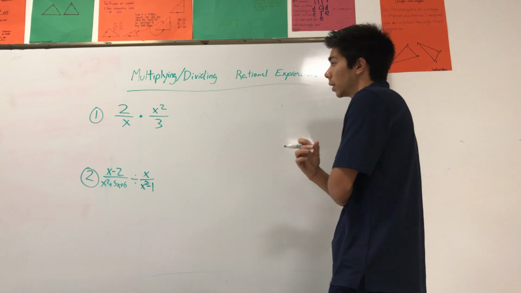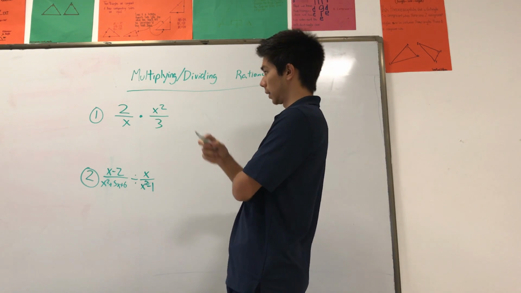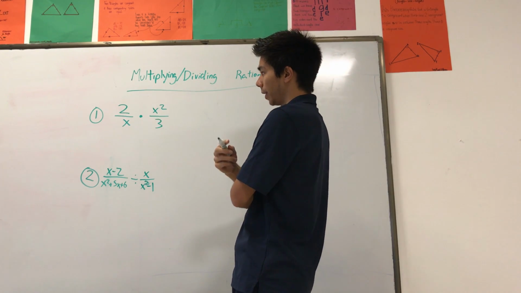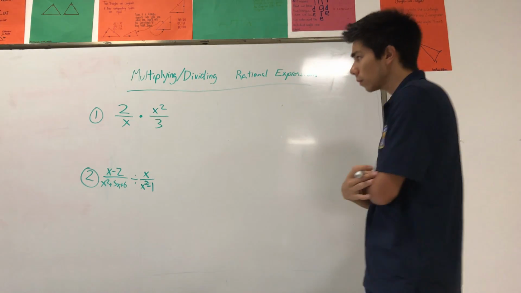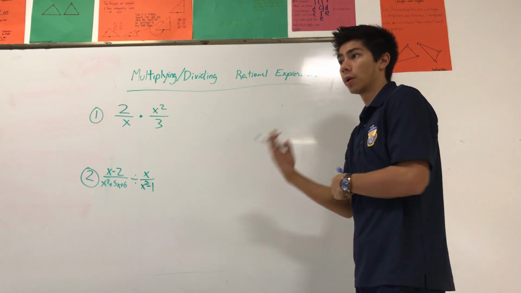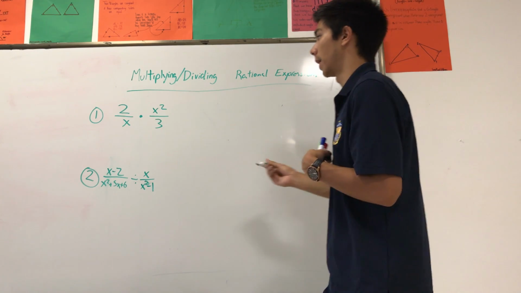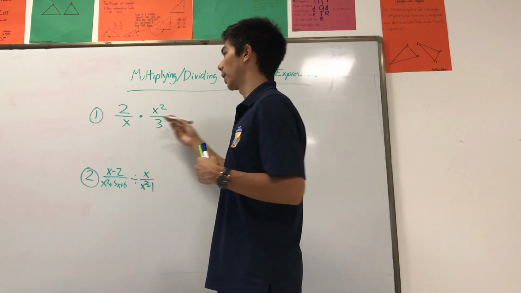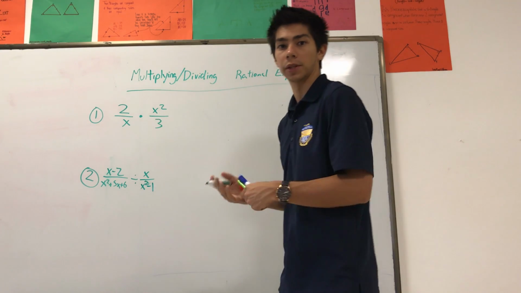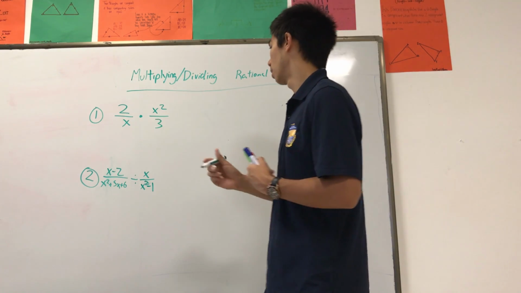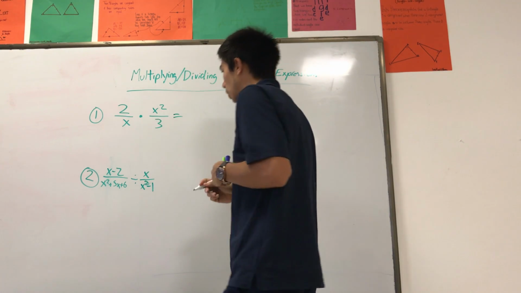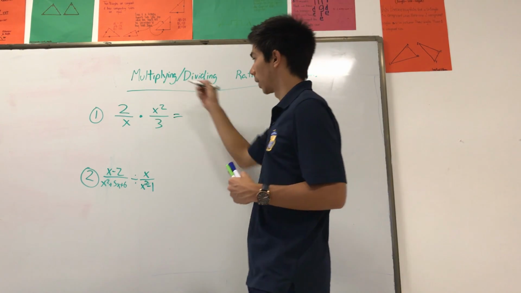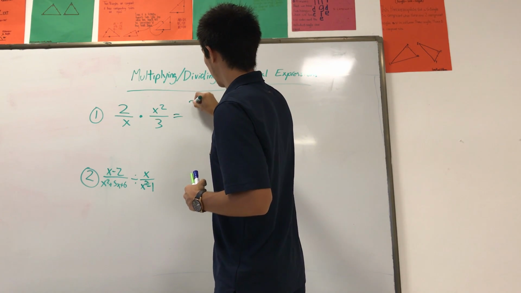I'm going to do number one, which is 2 over x times x squared over 3, two rational expressions. And what we're going to do, like we would always do with multiplying fractions, is we multiply across the top and multiply across the bottom. So basically we're just multiplying straight across. Whatever we get is our fraction. It's pretty straightforward. So I'm going to say 2 times x squared is 2x squared.